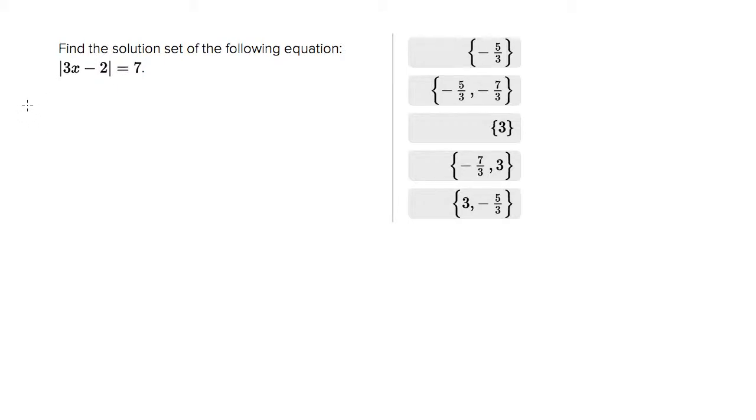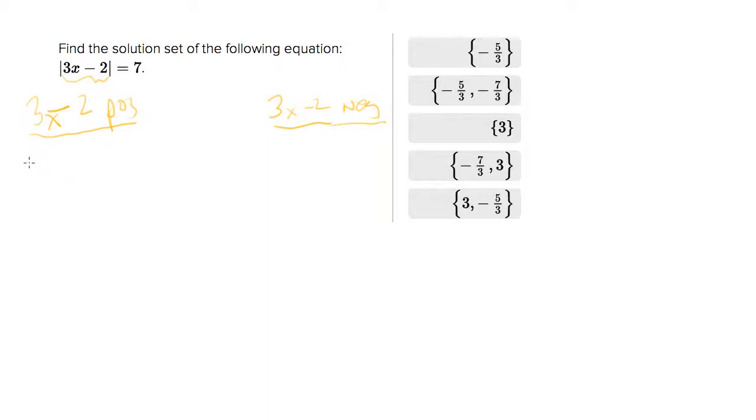So there's two universes. There's a universe where 3x minus 2 is positive, right? There's another universe where the 3x minus 2 is negative. So I'm actually going to evaluate those two universes separately. So if we look at the 3x minus 2 is positive, right? If this interior section is positive, the absolute value sign is doing nothing.